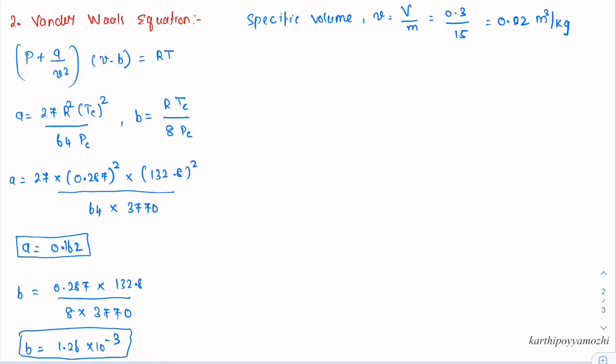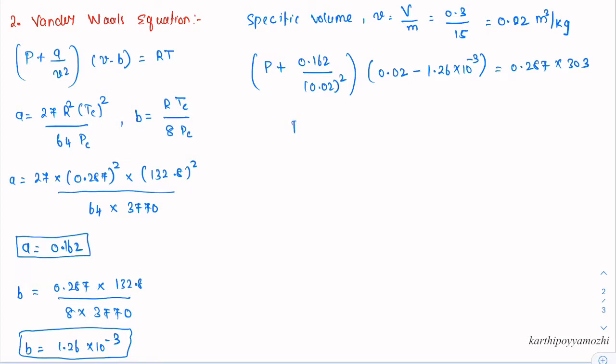On substituting this value in the equation, you will be getting P plus 0.162 divided by 0.02 whole square into 0.02 minus 1.26 into 10 to the power of minus 3, which will be equal to 0.287 into 303, and by calculation you will be getting P plus 405 into 0.01874, which will be equal to 86.961, and the value of P is being calculated as 4235.4 kilonewton per meter square.